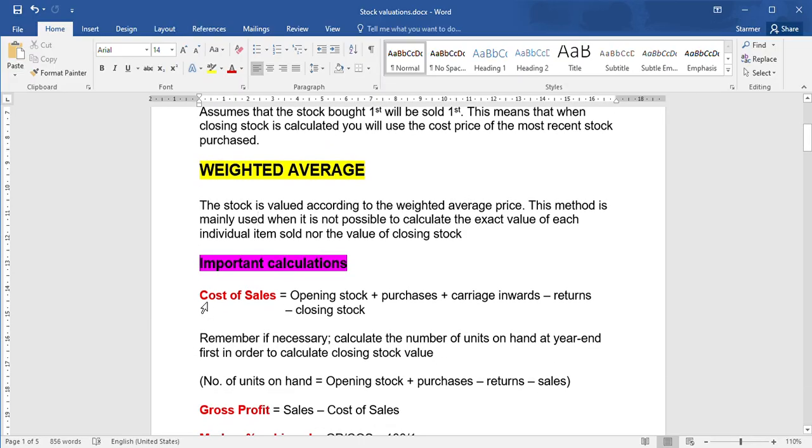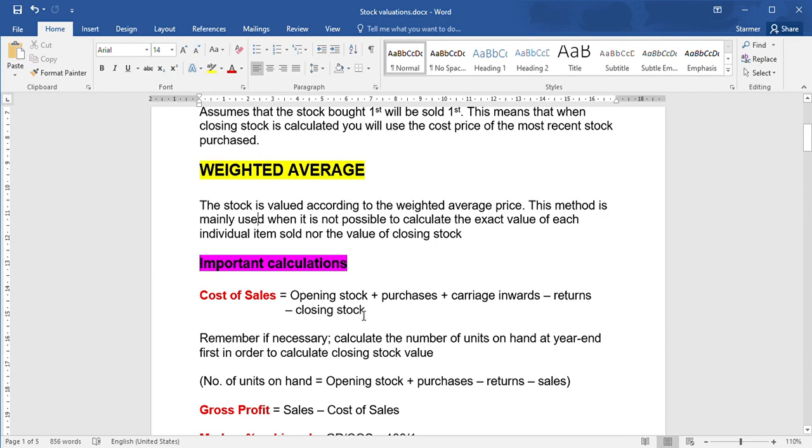Frequently you get asked to calculate cost of sales. If you are asked to calculate cost of sales, you start with your opening stock, you add what you've purchased. Don't forget to add carriage inwards. That increases the cost price of your stock purchased. And also don't forget to subtract any stock that you've returned. From that you're going to subtract your closing stock value, and that will give you a cost of sales.